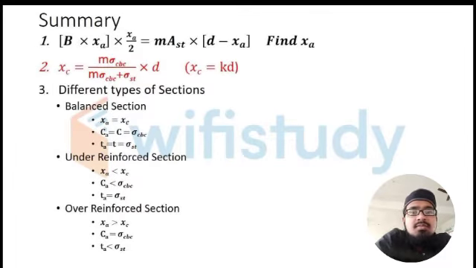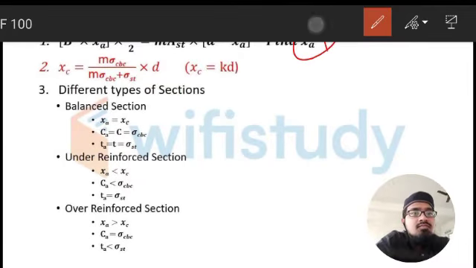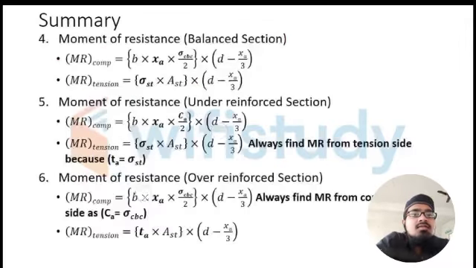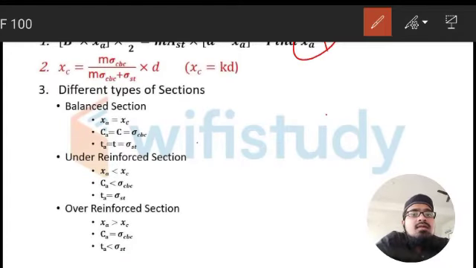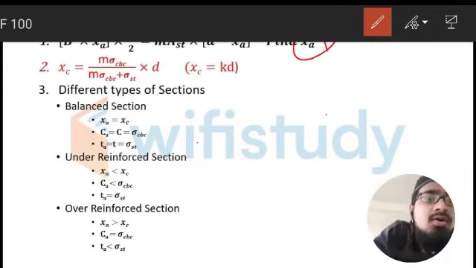So if we go through the summary briefly, if we want to find out the XA, then the formula for that is we should equate the moment of areas for the compression as well as the tension zone. That is B into XA into XA by 2 is equal to M into AST into D minus XA. That is the formula. It might not be visible to you, but I am telling you, you can note it down in your running notes.